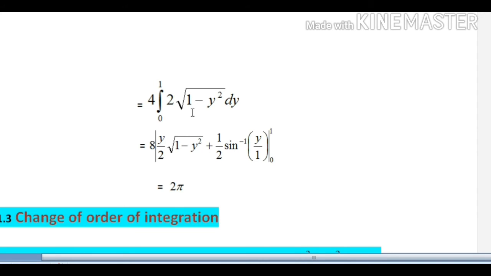Use the formula for under root a square minus y square. You know the formula is y by 2 under root a square minus y square plus a square by 2 sin inverse y by a. So a square is 1 and a is 1, right? And then apply limits 0 to 1. Put upper limit y = 1. If you put y = 1, this is 0. Put y = 1, sin inverse 1 by 1 is pi by 2, so pi by 2 into 1 by 2 is pi by 4, and 8 into pi by 4 is 2 pi, and then minus lower limit, put y = 0, this is 0, right?